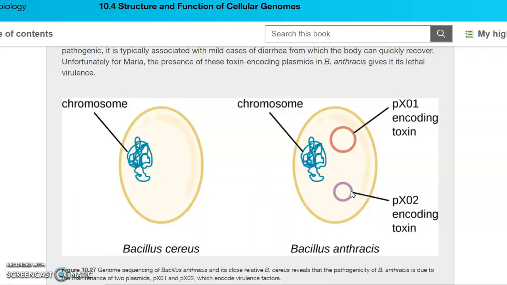So prokaryotes are a little bit unique in this respect, that they have these plasmids that can give them extra information.